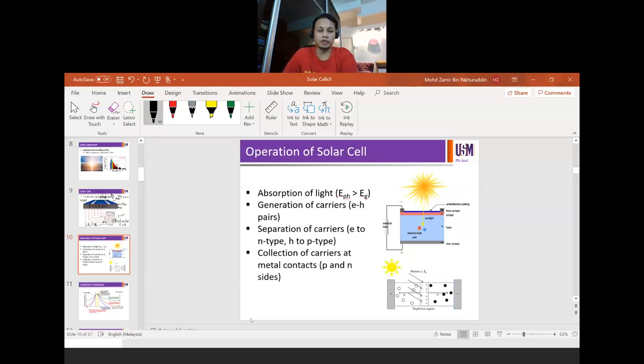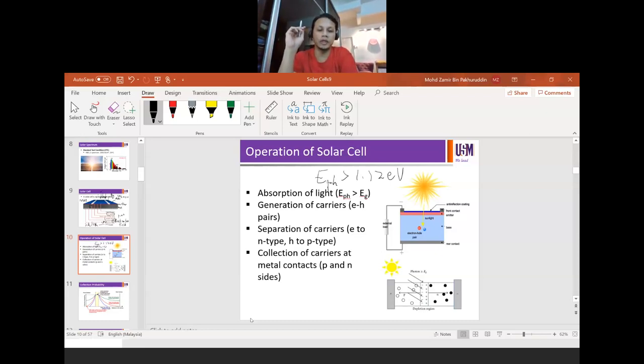So this is the operation of a solar cell. We've discussed it a couple of times already. To be able to work as a solar cell, it has to absorb the incident light, and to absorb the incident light, the photon energy from the sunlight has to be more than or equal to the band gap energy, or EG. For the case of silicon, the EPH has to be more than 1.12 eV for us to have the photogeneration process in the solar cell.